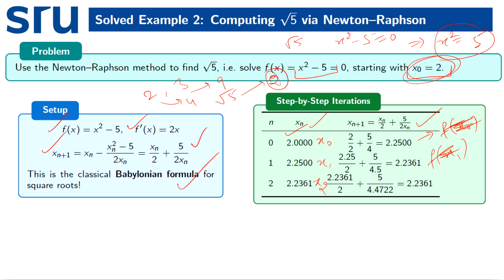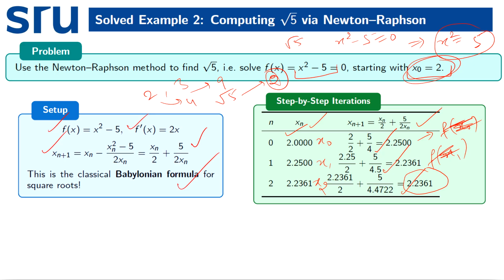So after 3 iterations, we are getting the value 2.2361. This is a very close value, so we can stop the iteration here. Observe that x1 is 2.25, this is 2.23, this is 2.2361. So the value of xn plus 1 is repeated. The value is no longer changing. This means the method has converged after the third iteration.